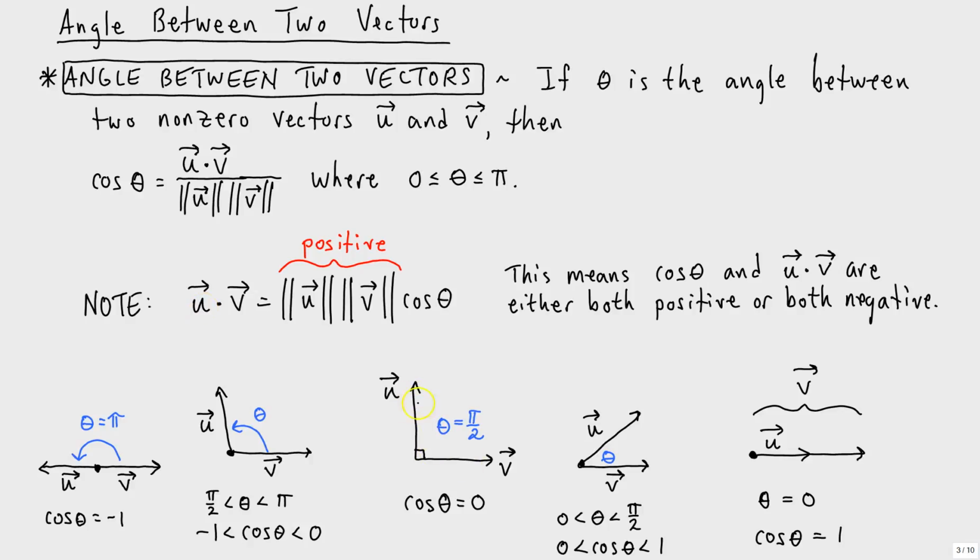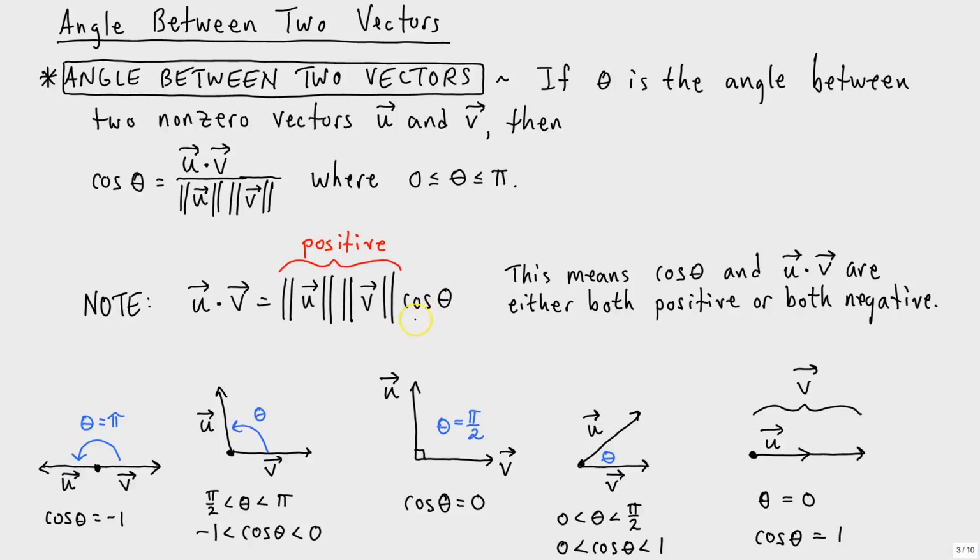Now, if the angle between u and v is pi over 2, cosine of pi over 2 is 0. So if this is 0, then the product would be 0, and the dot product is 0. That's going to be an important implication here soon: if the dot product is 0, we're going to have two vectors that meet at a right angle. In other words, the angle between them is pi over 2, or 90 degrees. Well, if the angle between them is between 0 and pi over 2, then cosine would be positive in that case, making the dot product positive. So if the angle between them is acute, then the dot product would be positive.